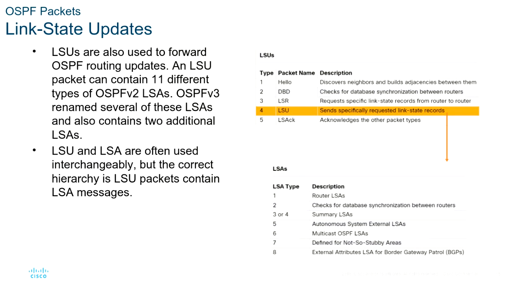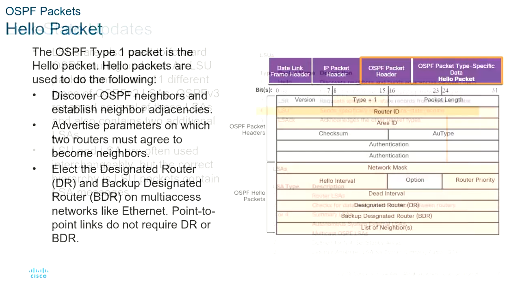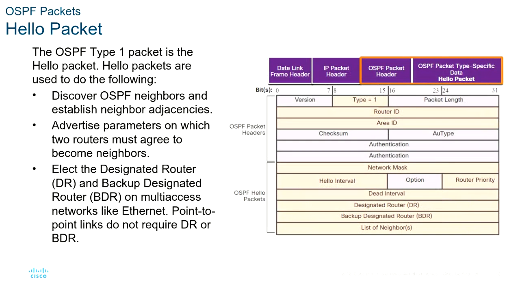So the link state updates are used to forward the routing updates. There are different types of link state advertisements, and these contain various information, like whether it's a local route or a link. The type 1 hello packet is used for discovering neighbors and establishing adjacencies. There are a couple of things that must match between the two routers before they can become neighbors. The area number must be the same. The IP subnet mask and IP network must be the same. The wiring connector type on both routers must be the same.